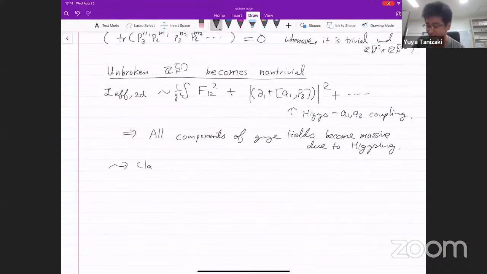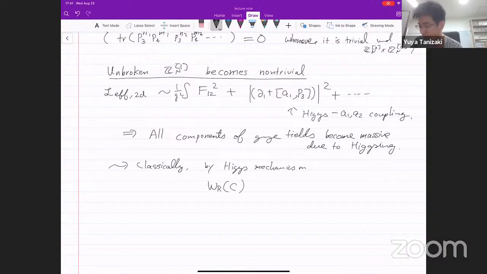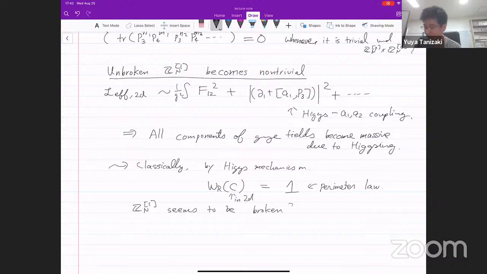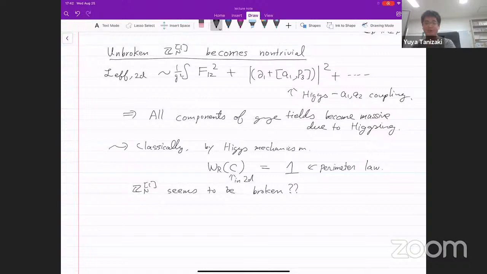Then classically, by the Higgs mechanism, if we compute the Wilson loop in 2D, then since all gauge fields are massive, it seems to be proportional to one, or seems to be a perimeter law, very naively. So now the Z_N one-form symmetry seems to be broken. And it seems to be bad, yeah. So I want to resolve this problem using center vortices.